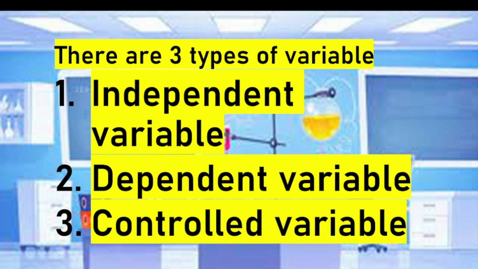Independent variable, which is the variable or condition that you can change in an experiment. A dependent variable, a variable or condition that you can measure or observe. And controlled variable, which is the variable that you keep constant or unchanged during an experiment.